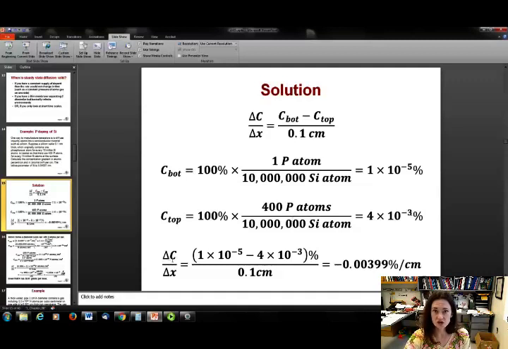So your concentration gradient in units of percent, delta C over delta X, will be the difference in those two percentages divided by the thickness, and that gives you minus 0.00399% per centimeter for your concentration gradient. Now, I've set this up so that my concentration gradient is negative, and that's because of the way Fick's first law is structured. Remember, the equation said that J is equal to minus D times dC/dx, and so we'll set it up so that that multiplies out to become positive for J.